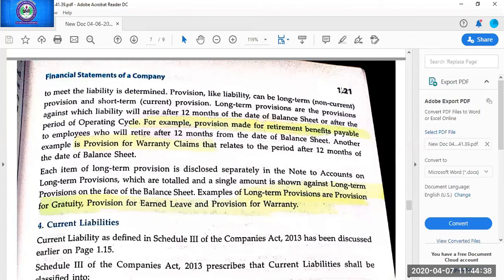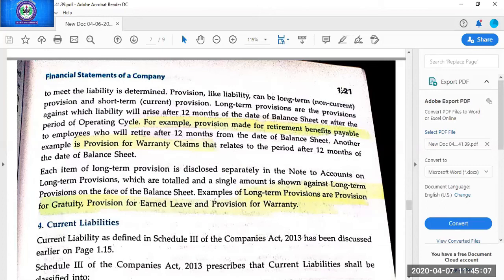Second example, provision for warranty. If the company is giving warranty on any product and any customer is claiming the warranty, then the company will be in requirement of funds. So for that, by following the principle of prudence, we have prepared ourselves by making the provisions for this warranty too. Then third example, write down provision for gratuity.